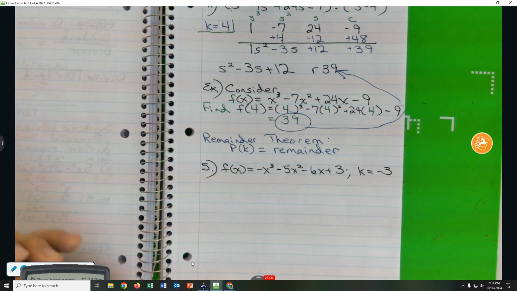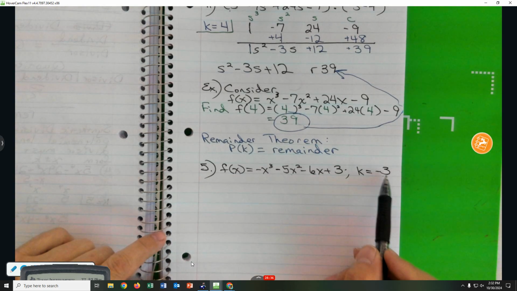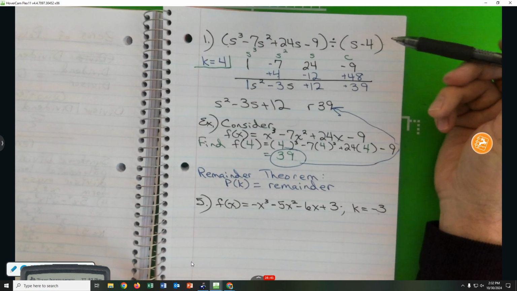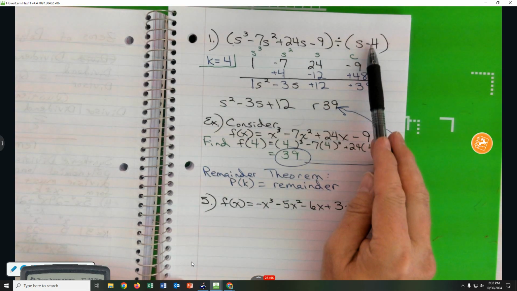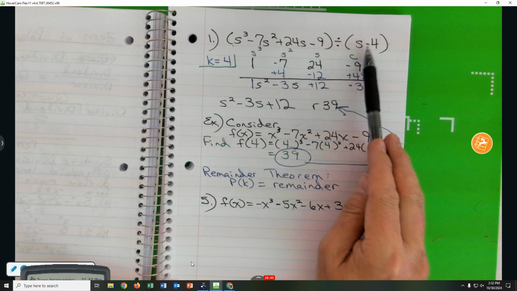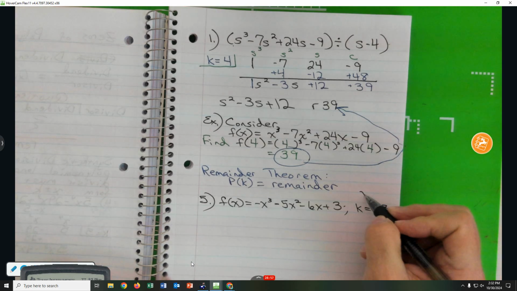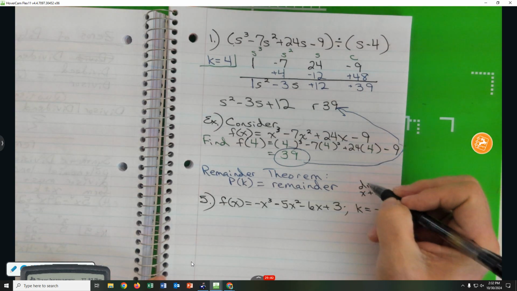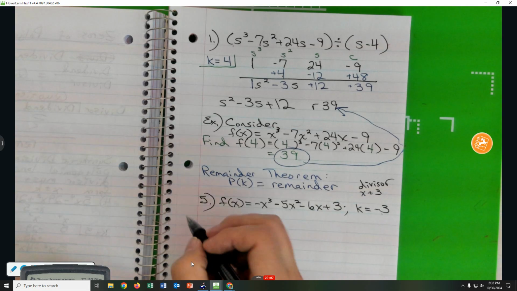Okay. And they want us to use synthetic division. Here they're telling us the k value. In a little bit, they'll be giving you the k value, and you'll have to go back to the divisor. And so remember, whatever the k value is, it's exactly the opposite of what you see in the divisor. So the k value is a negative 3. What's the divisor that you're using? It'd be x plus 3. Okay? So there's the divisor. We're dividing f of x by x plus 3.